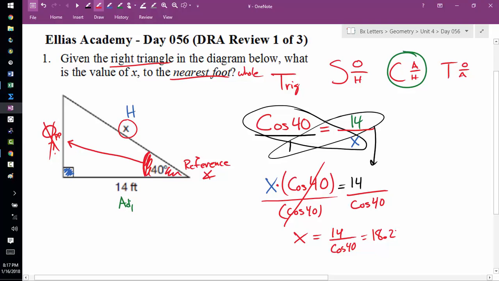I think a good rule is to write the first 3 digits and then round as they see fit. They want me to round to the nearest whole number, so I'm going to look to the right, and that will help me decide to keep that as an 18 or to round up to 19. Since this is less than 5, I'm going to round down. This is just going to be 18 feet. So x equals 18.